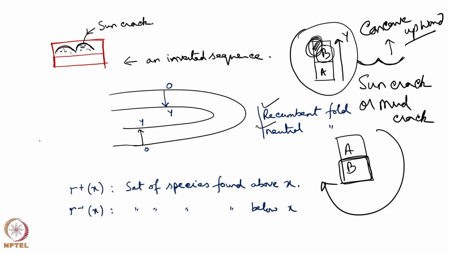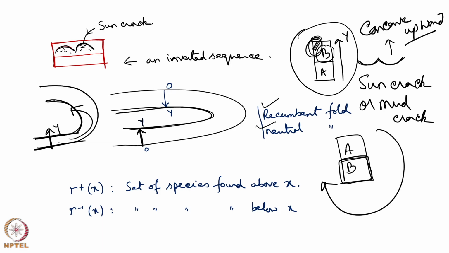Say this was the original layer, now a folding happens, so this gets turned and that gets turned. So, what happens here, the younging direction which is here, follow this line, it comes here. So, as if younging goes down and this older material, if you follow it here, it comes over there. So, an inverted sequence is produced. It is not uncommon in nature.